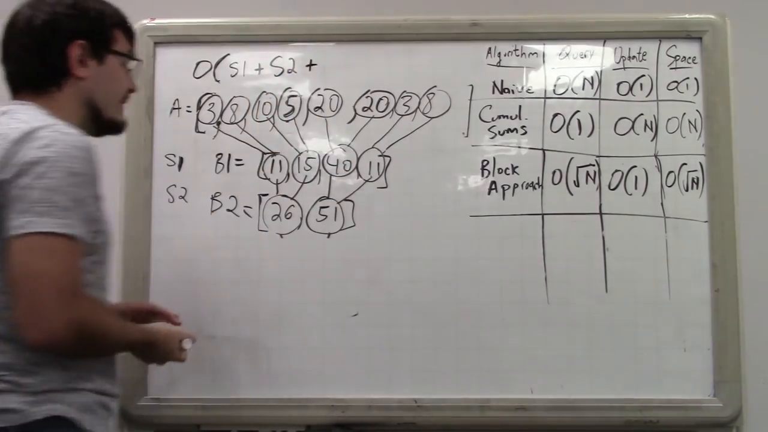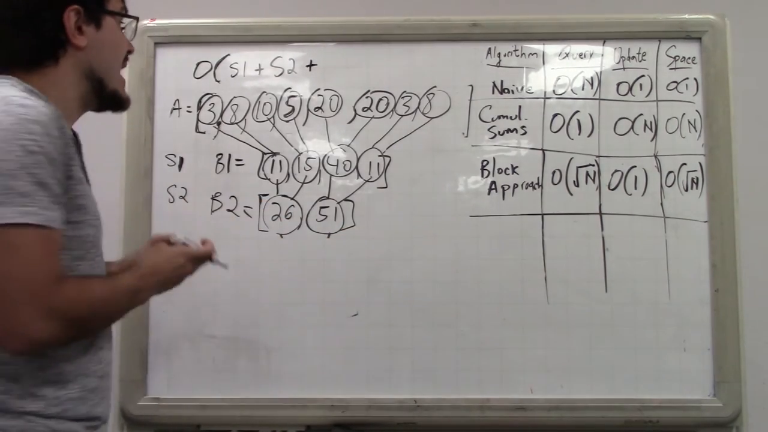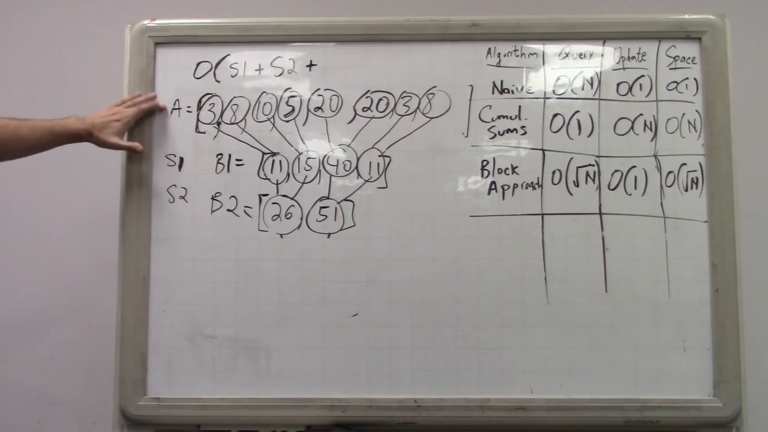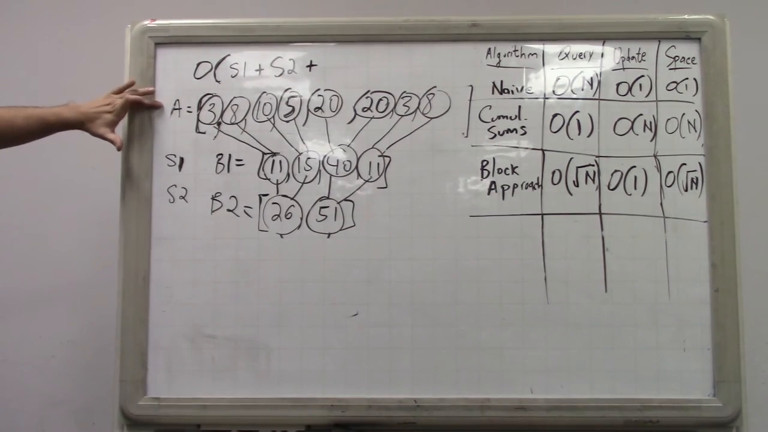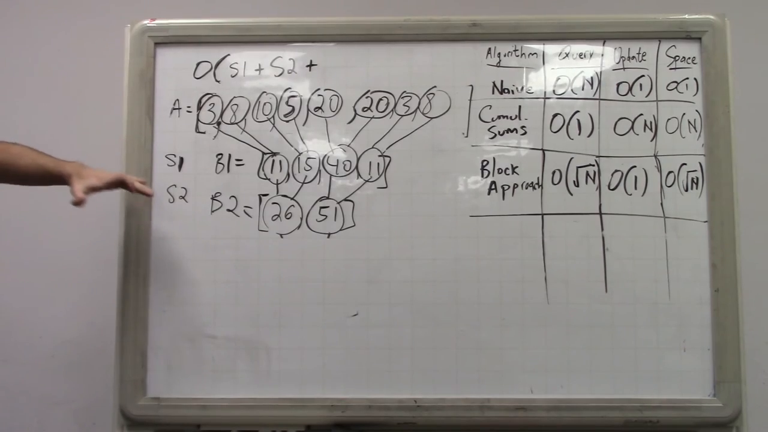And then finally, you have to sum over some number of blocks in this array. And how many blocks is that? Well, at this point, the size of the array has been reduced from n to n over S1, to n over S1 S2.